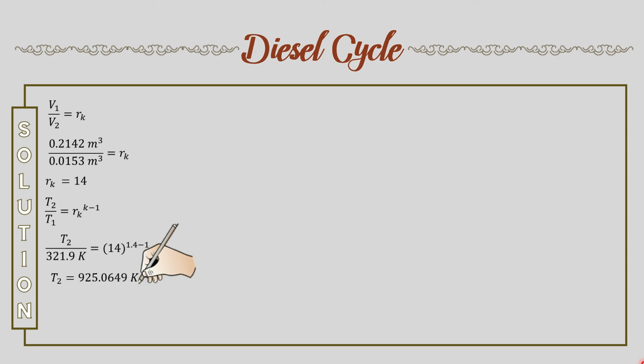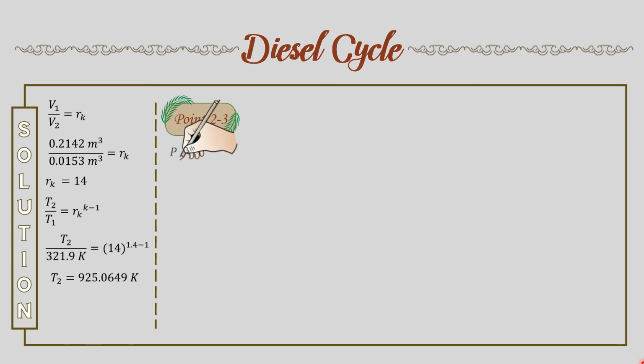Moving on, let's proceed to point 2 to 3, or the constant pressure or isobaric heat addition process. Since pressure is constant, we can say that P2 is equal to P3 is equal to 3,930 kilopascal. And looking back at the given, we have QA, mass, and temperature 2. For Cp of air, you can solve it using the Cp, Cv, R, and k relation, which is Cp is equal to k times R over k minus 1. And the answer would be 1.0045 kilojoule per kilogram Kelvin.